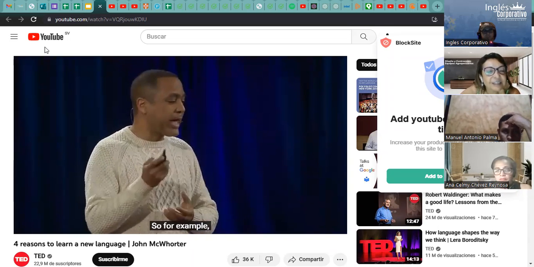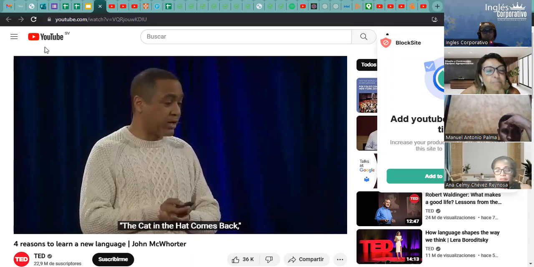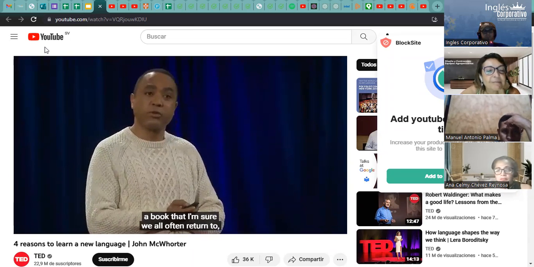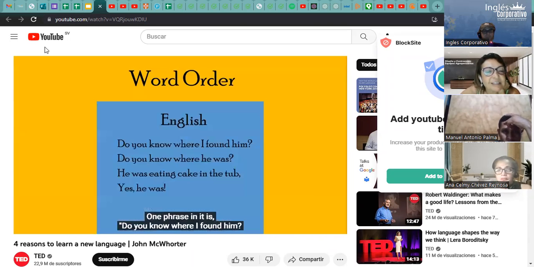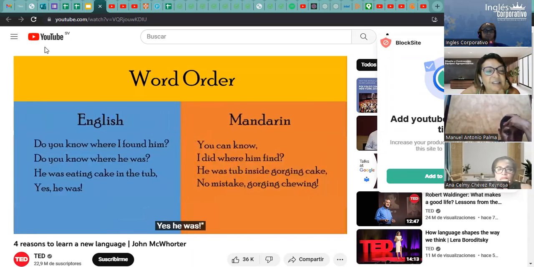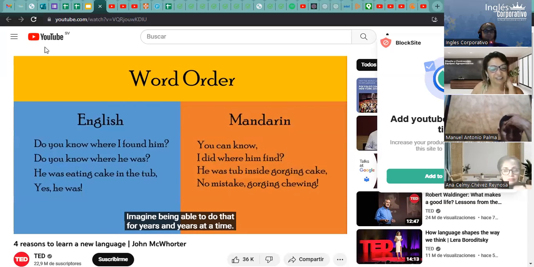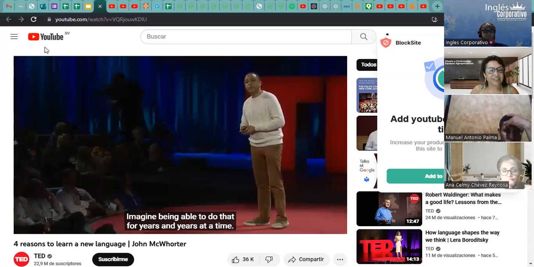So, for example, The Cat in the Hat comes back, a book that I'm sure we all often return to, like Moby Dick. One phrase in it is, "Do you know where I found him? Do you know where he was? He was eating cake in the tub." Yes, he was. Fine. Now, if you learn that in Mandarin Chinese, then you have to master it. He was tub inside, gorging cake. No mistake. Gorging, chewing. That just feels good. Imagine being able to do that for years and years at a time.